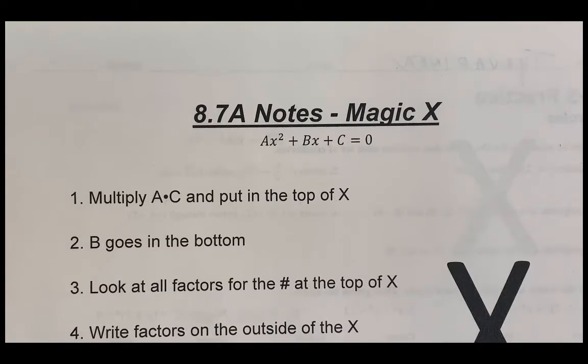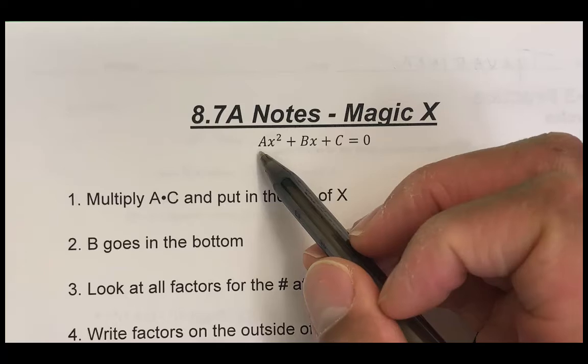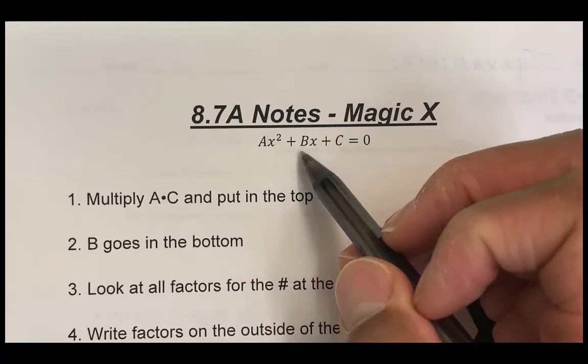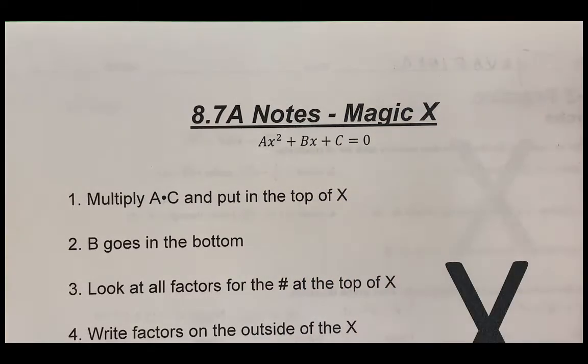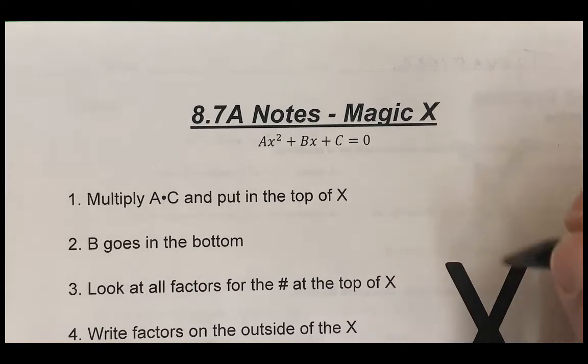The magic X is our tool that we use to factor quadratic trinomials. This is anytime we've got numbers written in the form ax squared plus bx plus c, okay? Anytime we're trying to factor anything set up like that, we're going to use this magic X. It's a way for us to kind of organize our thoughts and keep the process in order for us.